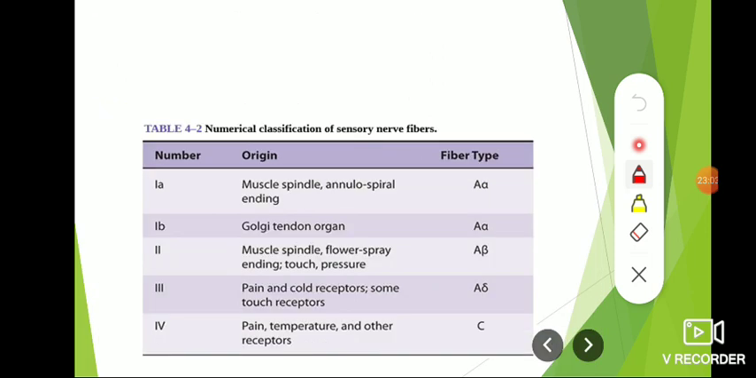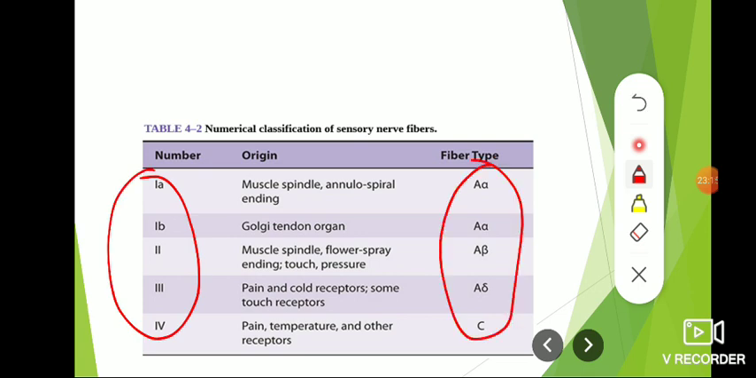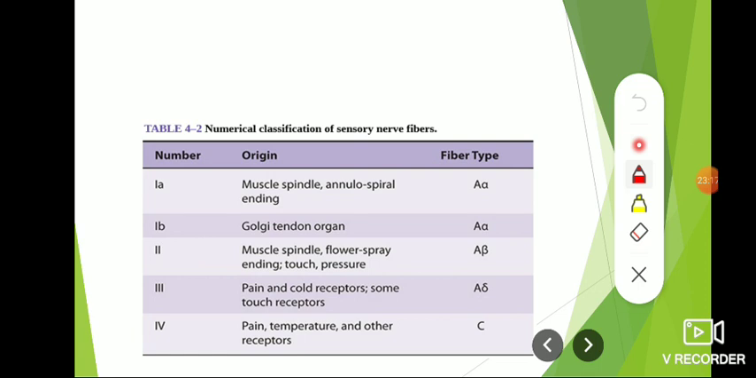This is one more classification, that is the numerical classification. Now it is based on numerical 1A, 1B, like this classification. It is again nothing but the same with a difference. Okay. Now these are regarding the classification. So we have classified in three categories. One is based on myelination, second is based on function, third is based on diameter.